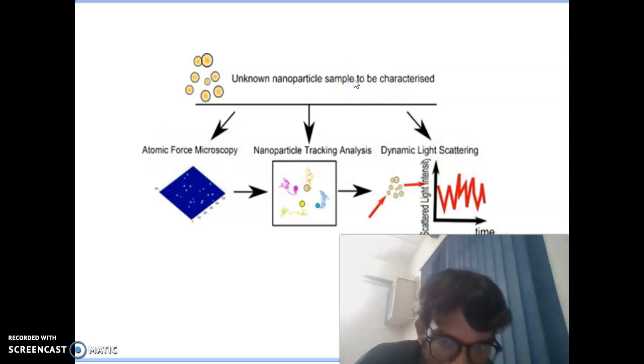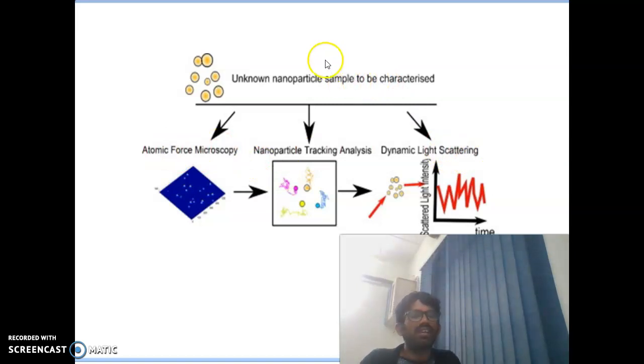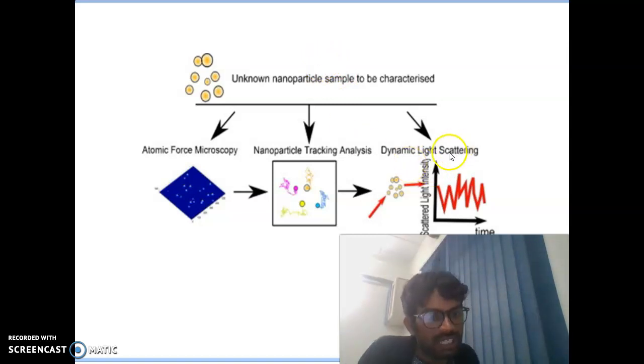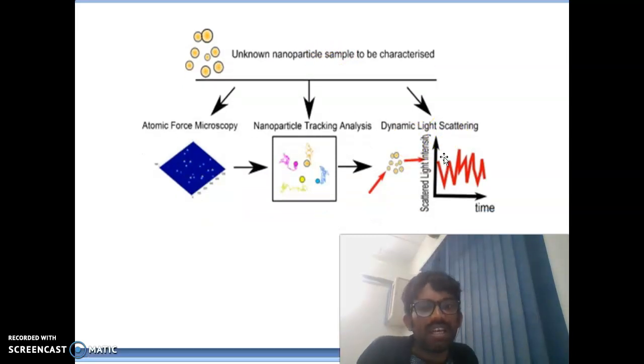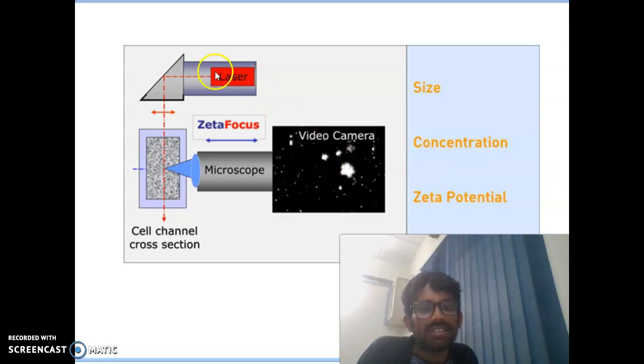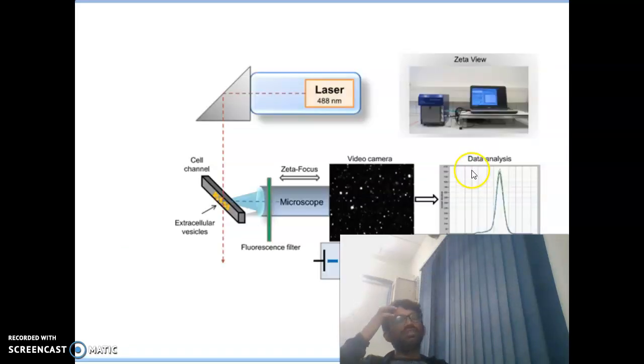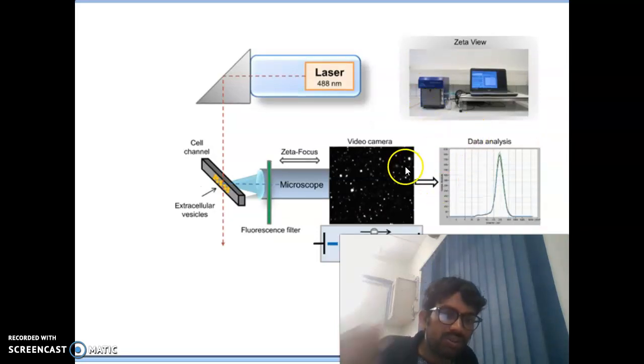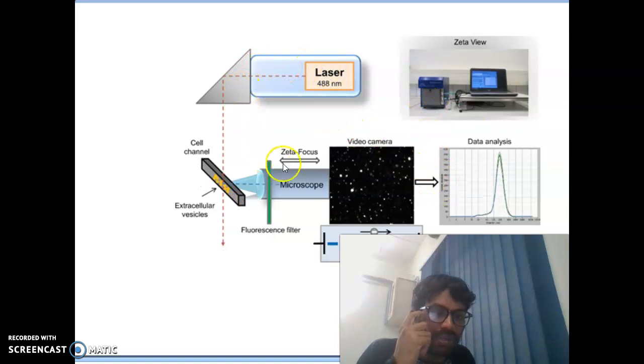So these are the main 3 techniques you can use to find out the nanoparticle size. One is atomic force microscopy, the next nanoparticle tracking analysis, NTA, and next DLS, dynamic light scattering. Next you can see the laser and the channel cross section, microscope, video camera, and the zeta focus and the size, concentration and zeta potential. This is another diagram. You can see clearly the picture of how the instrument is set up for measuring and analyzing the particle size data.